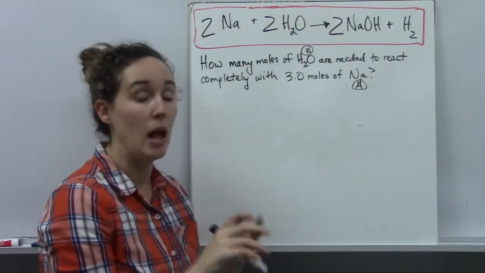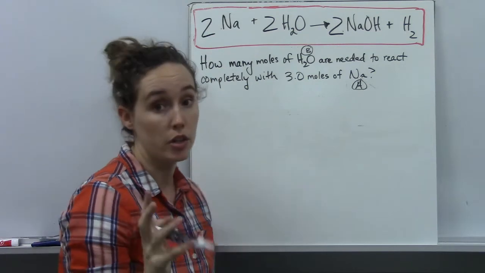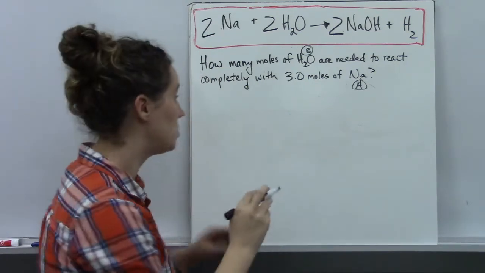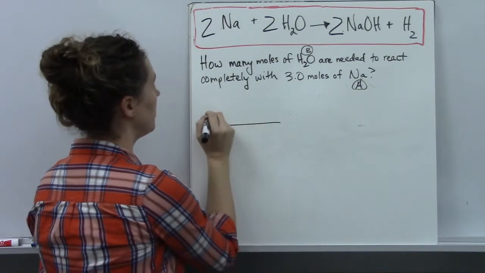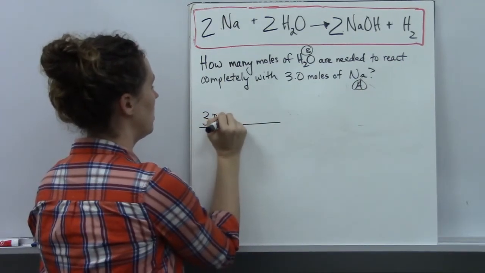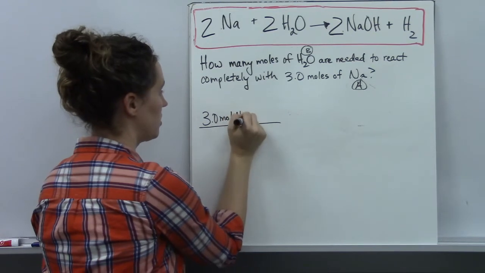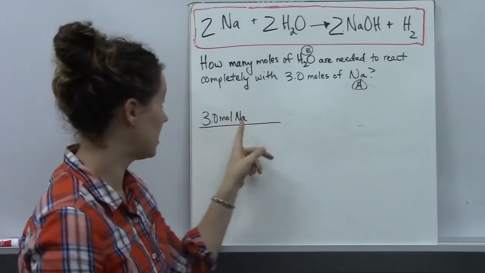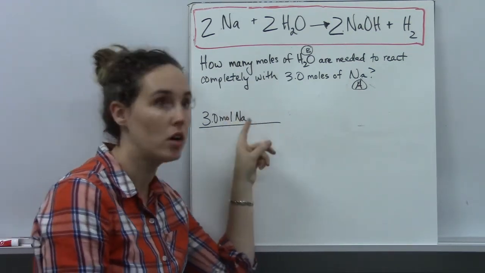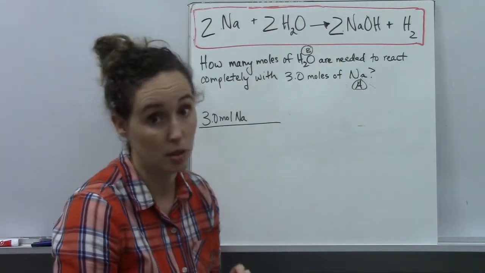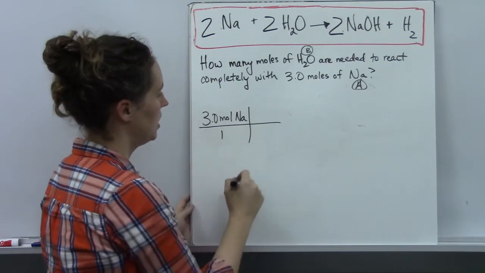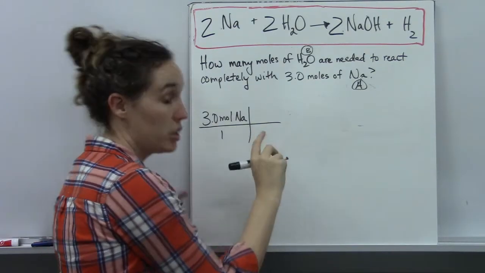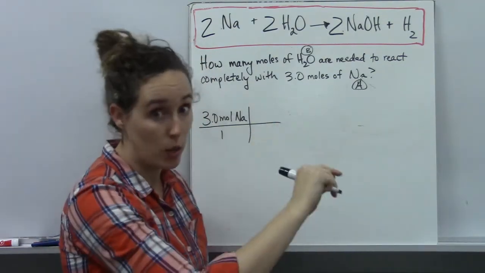All right, so I set up, I'm going to use the train track method. You can use whatever unit conversion method you've used, but train tracks are easy for me. All right. So if I'm given 3.0 moles of sodium, yes, it matters that you put sodium there because we're going to start throwing in other substances. So you got to be careful. All right, over 1.